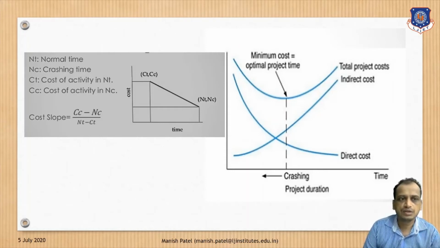Now again, the cost of activities at NT: if the project is completed in 20 weeks, the cost is around, say, 5,000 rupees. But if you are trying to reduce the project duration, you are going to increase the cost factor on the project. So whatever project was costing around 5,000, now it is going to cost around 6 to 7,000. So what will be the cost slope? Cost slope is CC minus NC upon NT minus CT. This is nothing but the slope of cost.